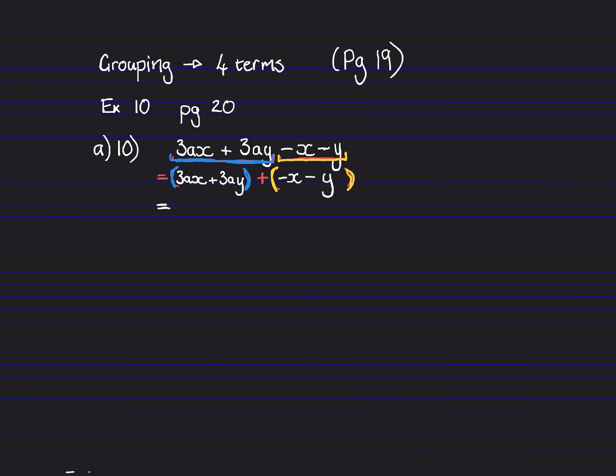So in this blue bracket, I've got 3a times x and I've got 3a times y. Do I have a common factor in there? Yes. So let's take that out. Why a plus? Shouldn't it be a minus? We always put a plus between them. Always, always. And I'm left with x plus y afterwards. It does help to highlight the common factors, I think. So the common factors in this first bracket are 3a and 3a.